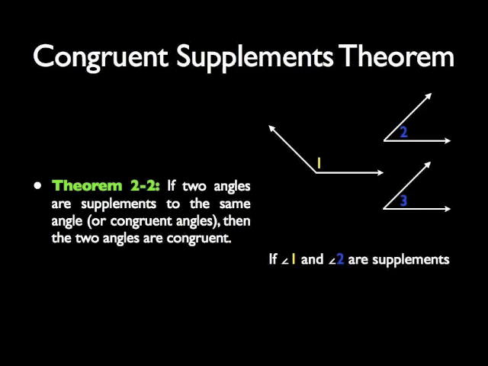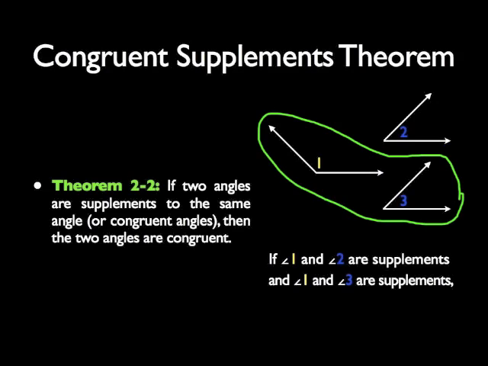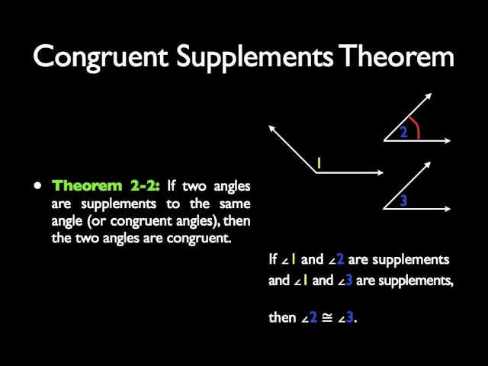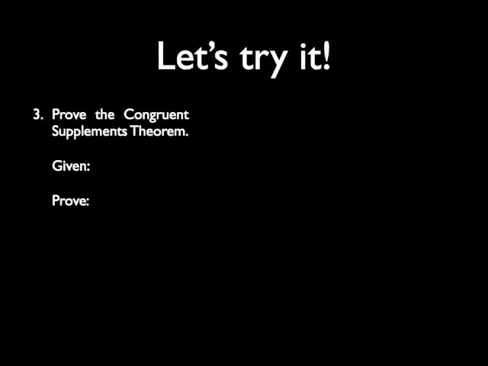If angle 1 and angle 2 are supplements, so these two angles are supplements, and angle 1 and angle 3 are supplements, so those two angles are supplements, then angle 2 is congruent to angle 3. Do you believe me? Well, let's prove it.